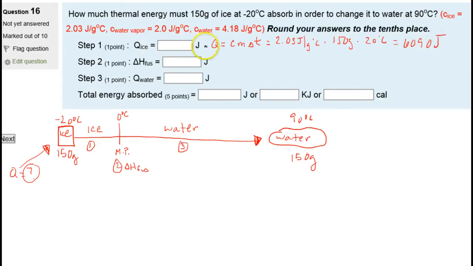Okay, and this answer will be positive since the ice is absorbing thermal energy. So 6,090 joules will go here.